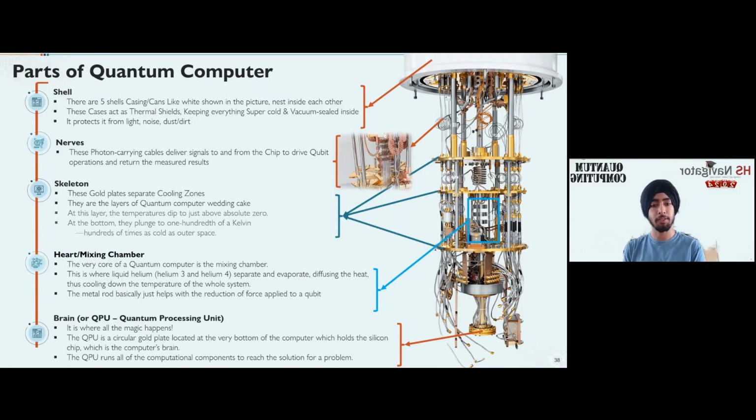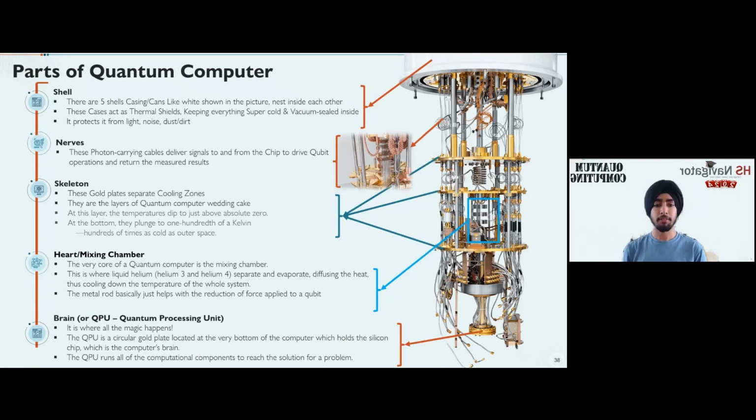It's where it uses liquid helium to cool very, very quickly. And it helps reduce the force applied to keep the entire system running stably. And finally, at the bottom, we have the brain, or the quantum processing unit. This is sort of like the CPU in your normal computer. This is a QPU for the quantum computer. That's where all the magic happens.